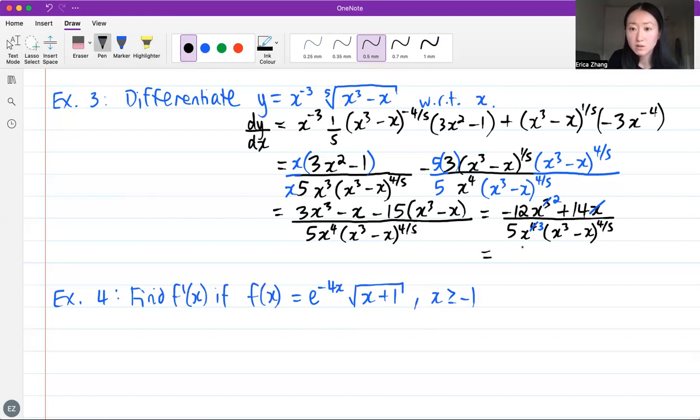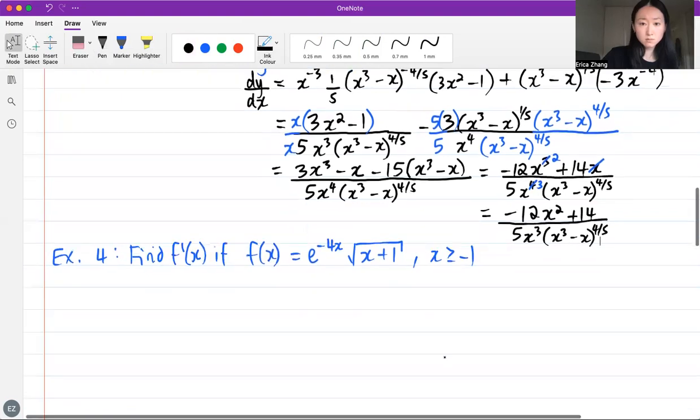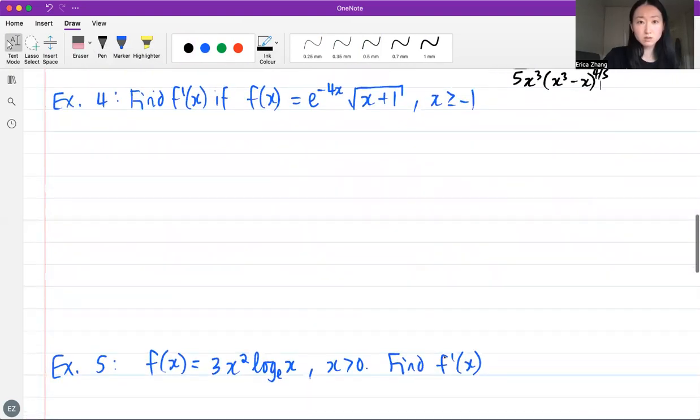Leaving us with our final expression, negative 12x squared plus 14 over 5x cubed times (x cubed minus x) raised to the power of 4/5. That's it. Moving on.